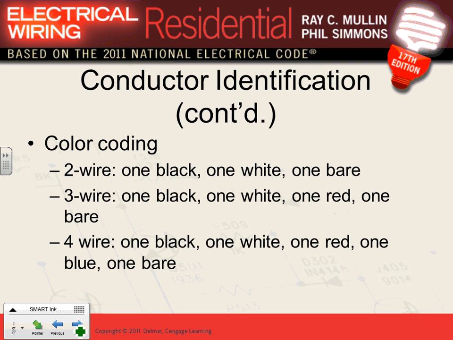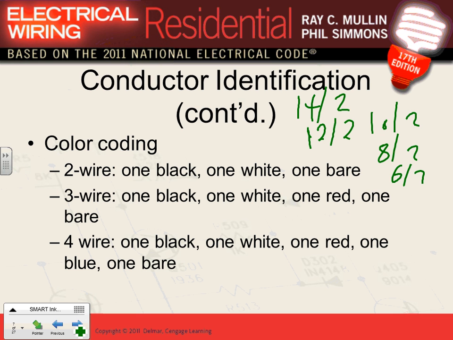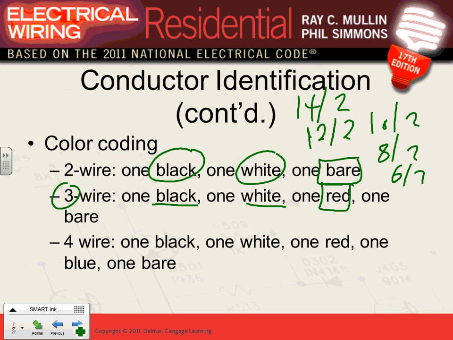Okay, color coding. There are a couple of color codes that we use. We're talking Romex here. If you have a two-conductor cable, as in 14-2, 12-2, 10-2, 8-2, or 6-2, these are all the cables commonly used. You're going to have a black for the ungrounded conductor, a white for the grounded conductor, and a bare conductor for the ground. Everybody's good with that? Three-conductor cable: the same black, the same white, and they add the red. Why do you think they add the red? Then you can use it as another hot, or as a switched hot, and so forth.